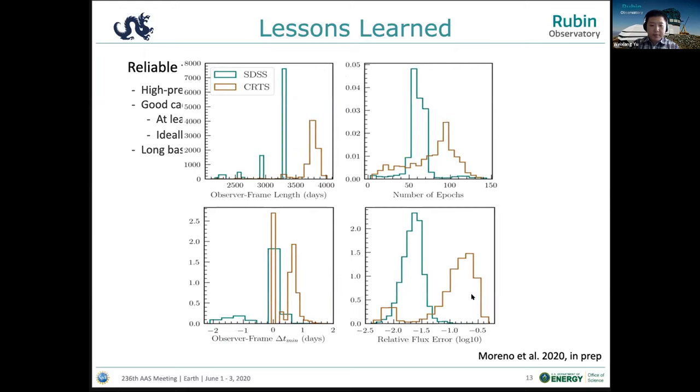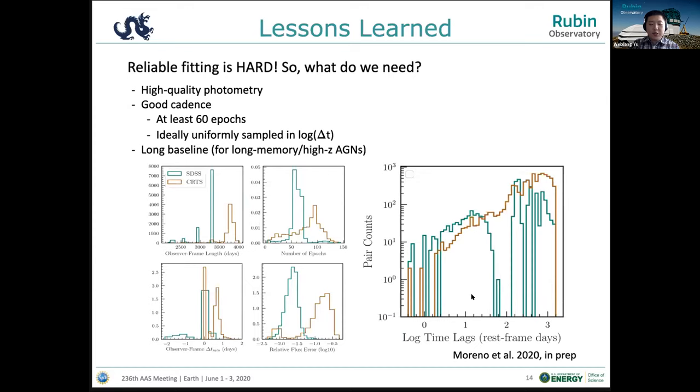Another figure shows how the observations are distributed across the whole range of timescales. CRTS provides quite even coverage in the whole time domain. However, the cadence from SDSS has a very big gap right around 100 days, and I will come back to this with more discussion later.